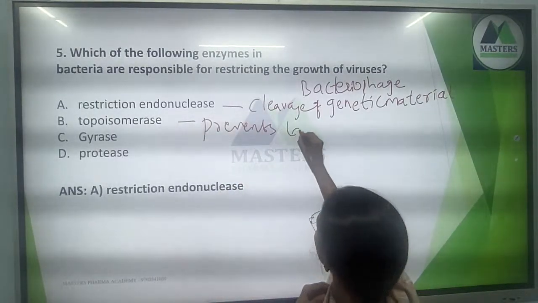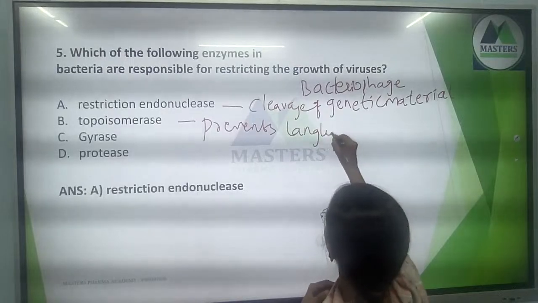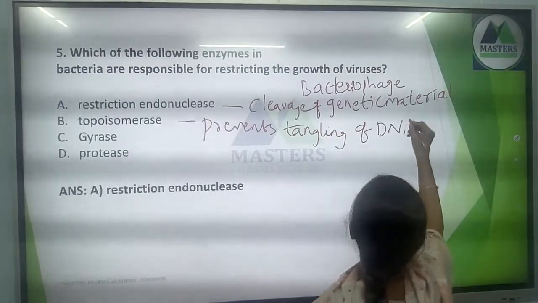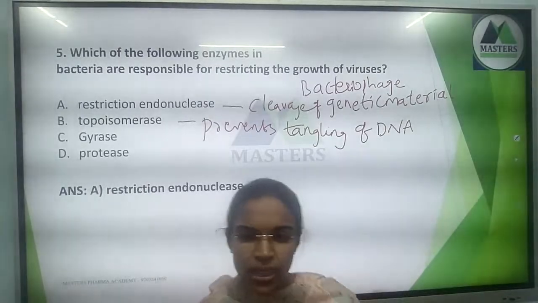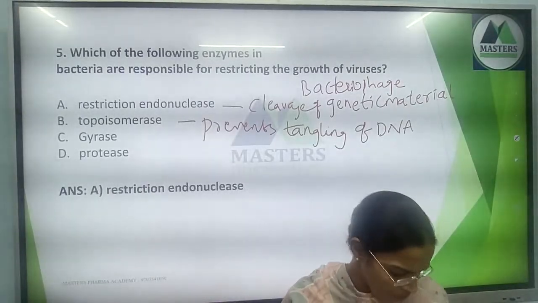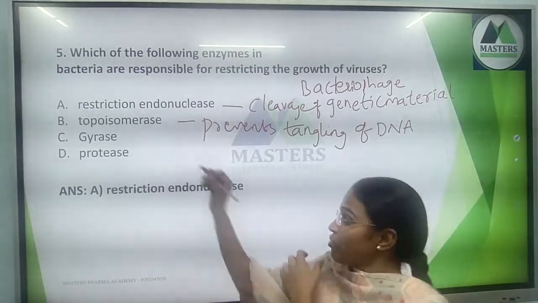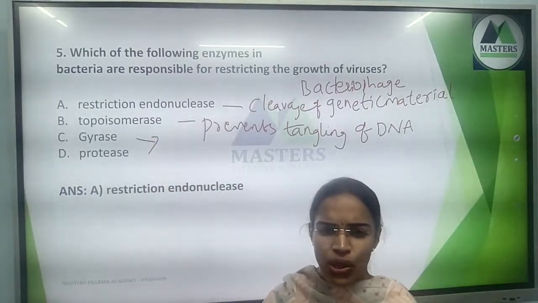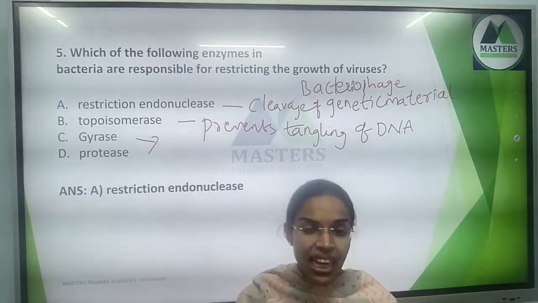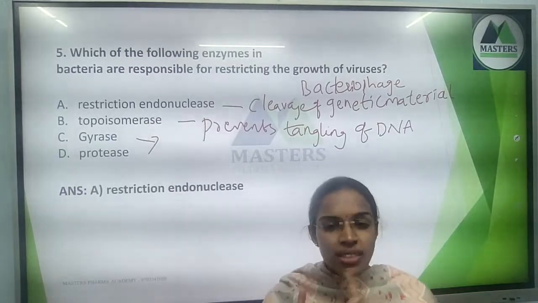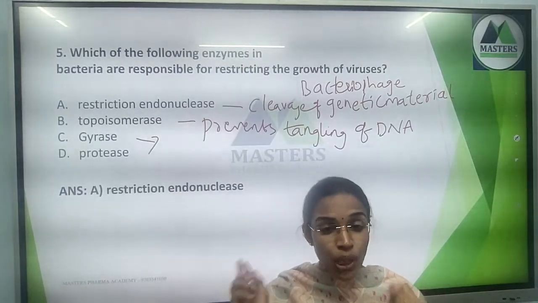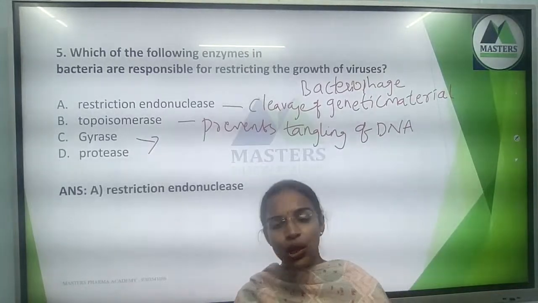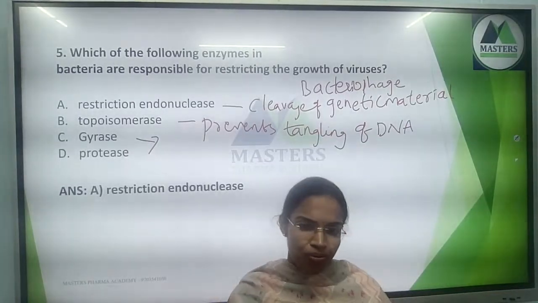Okay, it prevents tangling of DNA. Okay, so what does a gyrase do? What's the mechanism of action of a gyrase? DNA gyrase, what does it do? It helps in winding and unwinding, same coiling, winding and unwinding of DNA. Gyrase helps in winding and unwinding of DNA.